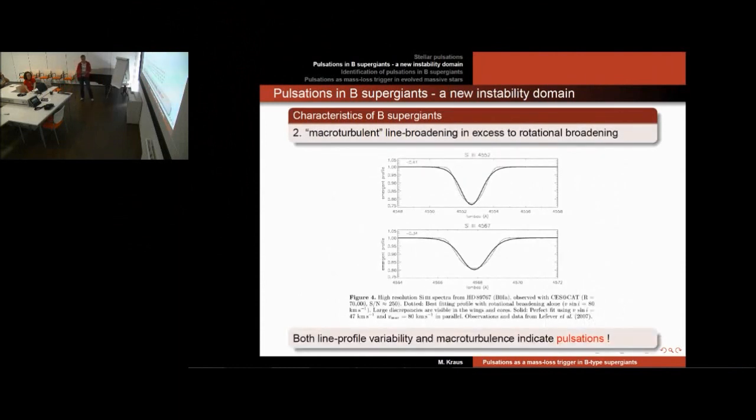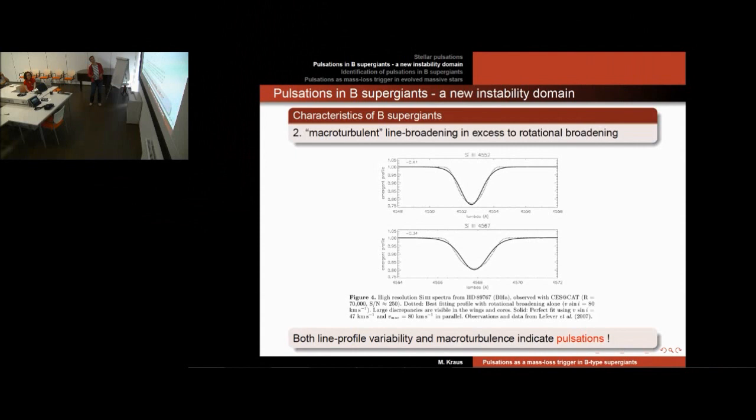Another nasty thing about these stars is that their line profiles are very, very broad, much broader than what is usually expected from normal rotational broadening. I mean, the main broadening mechanism in massive stars is rotation, but if you try to fit a line profile, and here it's plotted, you cannot distinguish. There are two lines on top of each other under the solid line.